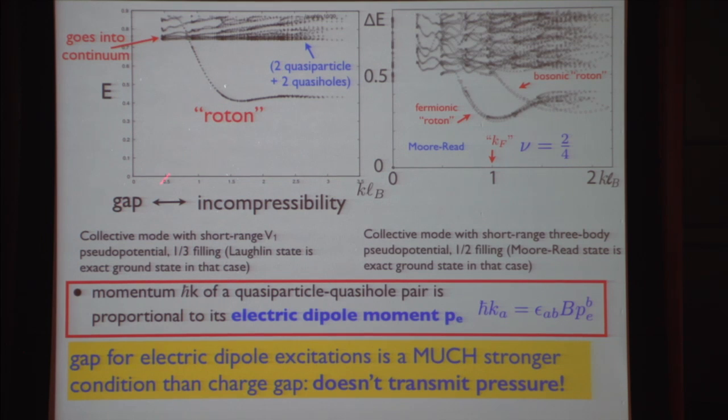So let's look at the actual excitation spectrum. These are numerical diagonalizations of the problems for which the Laughlin state is exact, and this is the one for 1/3. And this is the problem for which the Moore-Read state is exact, with a repulsive three-body interaction, which makes the Moore-Read state exact.